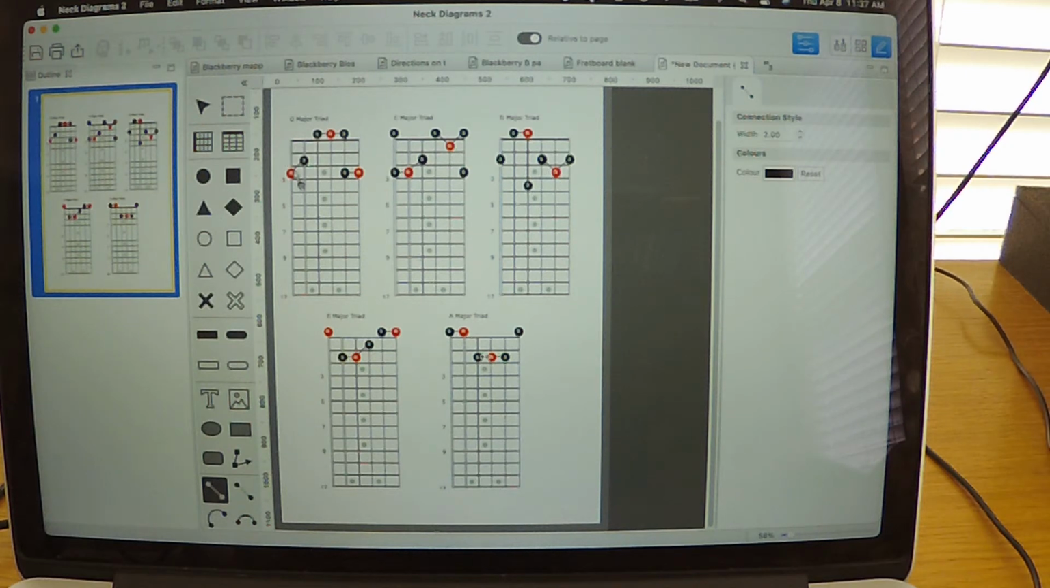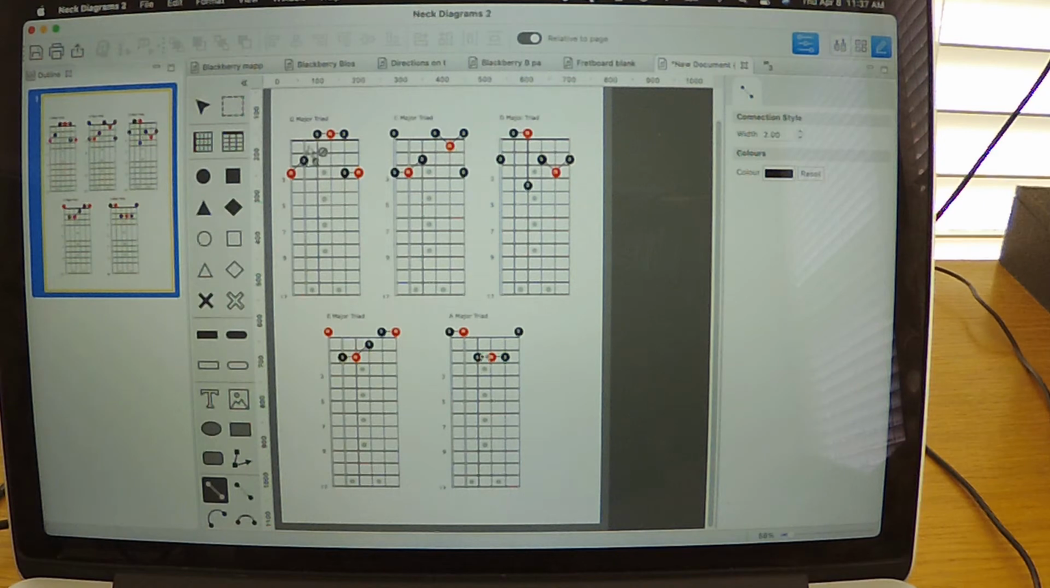So fifth and reverse diagonal. Let's start over again. We found our root and third relationship, which was a diagonal unless it's on the G and B string, and then it's parallel. We found our fifth and root relationship, which is always parallel unless it's on the G and B string, then it's a reverse diagonal. Now let's look at our third and our fifth.